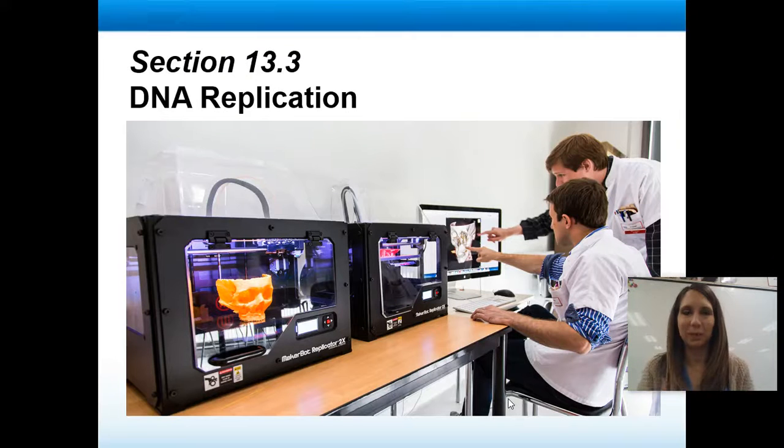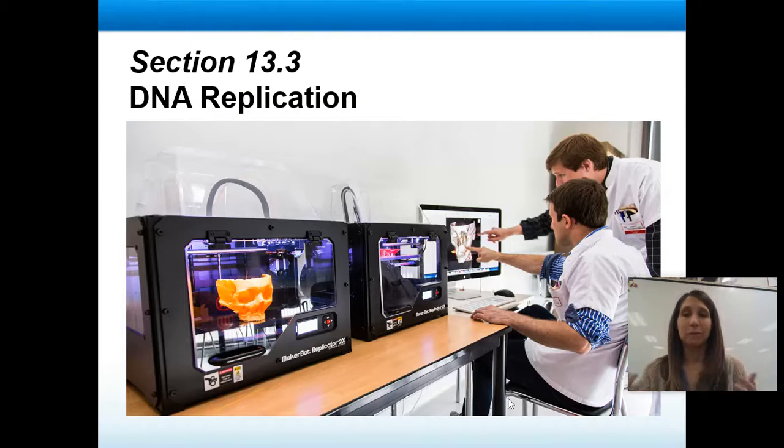Hey everybody, we are looking here at section 13.3, which is all about DNA replication. Really, replication is just a fancy scientific term to mean copying. So when we talk about DNA replication, what we're really looking at is how a cell copies its DNA. It makes those sister chromatids as part of the cell cycle, which is something we've been talking about since chapter 11, where we first introduced the cell cycle and mitosis.